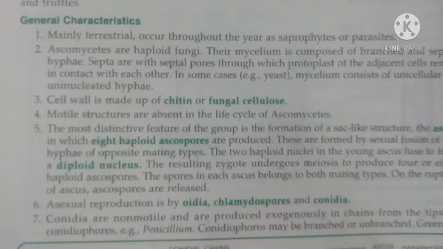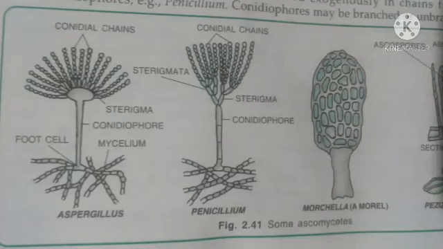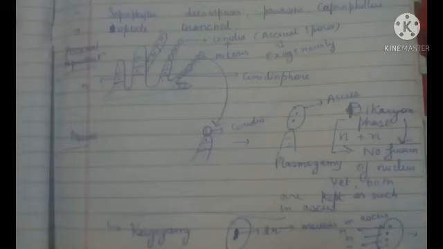So, my dear students, let us learn about some of the general characters of Ascomycetes. First thing you should know is that they are mainly terrestrial and they occur throughout the year as saprophytes, means they feed on dead and decaying matter, or they may be found as parasites, means they live inside or on the body of the living host. Their body is haploid, means they have a haploid nucleus, and their mycelium is branched and septate.